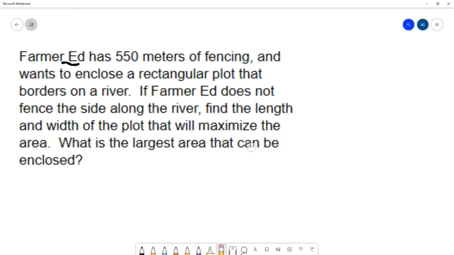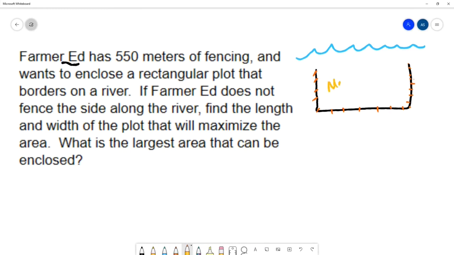So let's start by drawing our picture. We have a rectangular plot that is alongside of a river, and we're not going to put up fencing along the river. We have 550 meters of fencing, and so the fencing is going to go up along these three sides here. So we want to place that fencing in a way that it creates the maximum area inside.